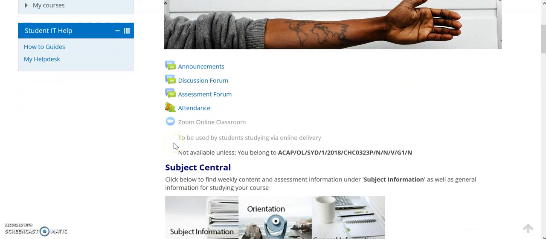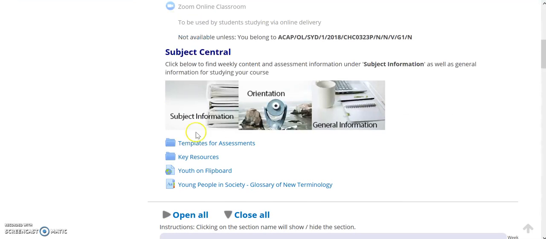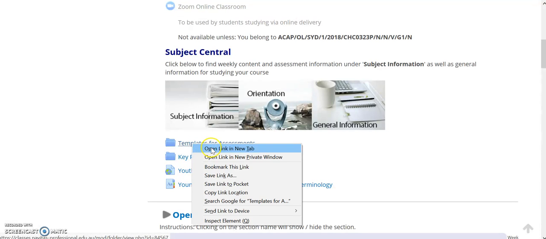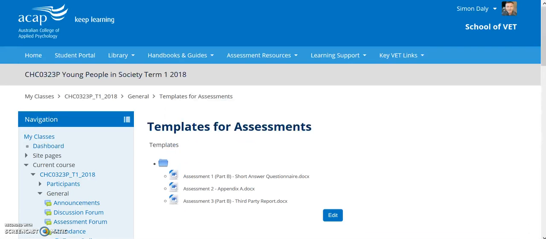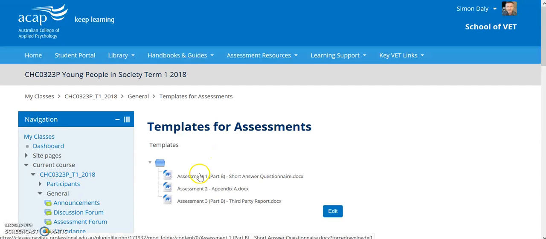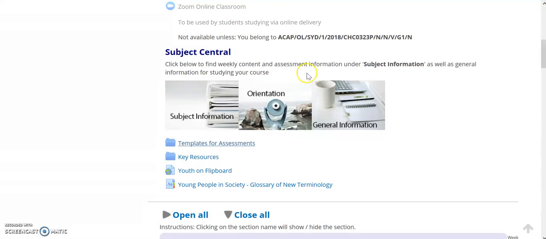You're not learning in isolation, so it's important to understand that this is a sociology topic and that we learn from each other because it's a study of people. So you can find out here about the assessment as well, and there's templates for the assessments in here. And the templates for the assessments will be documents that you can use to help you complete the assessments. The first one is for the first assessment.